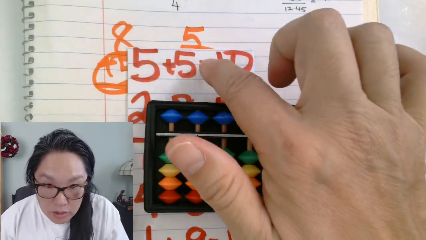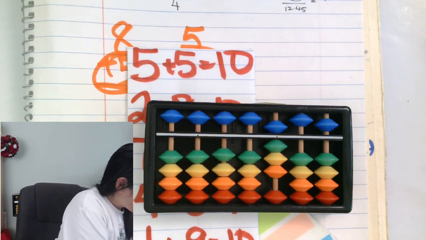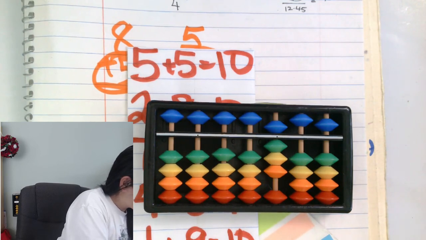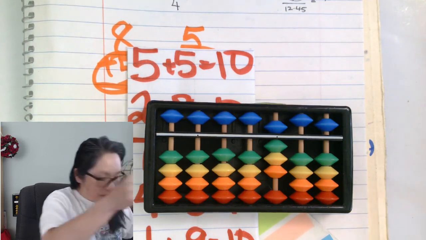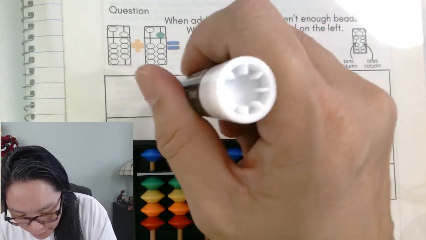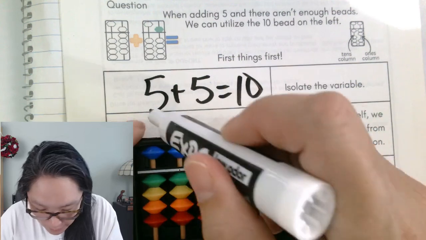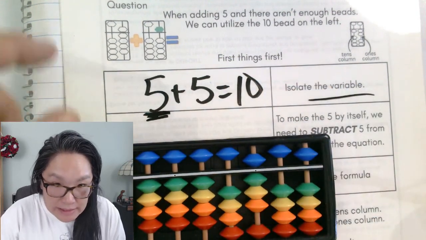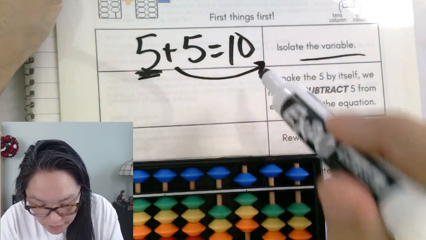I know my friend 10. I know how to make a 10. How to make a 10 is plus the 10, minus the 5. 5 plus 5 is equal to 10. That's what we know, right? So we're going to do the same thing. Notice that there's a pattern. We're going to have our 5. So we have 5 plus 5 is equal to 10. What happens? Well, I want to do the 5. I need to isolate the variable. See how there's a pattern? That's the number pattern. What we're going to do is we're going to move this 5 to this side over here.